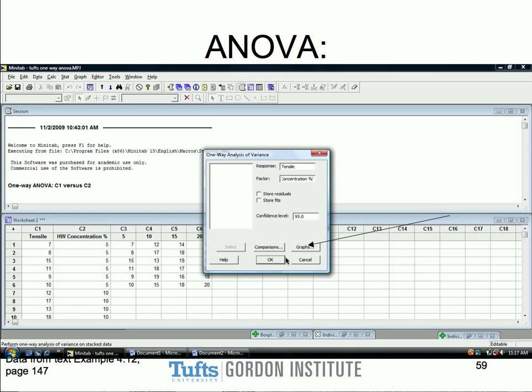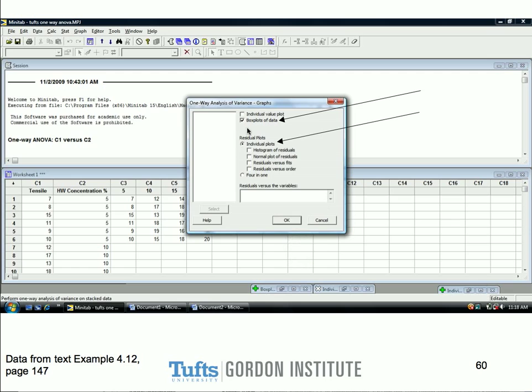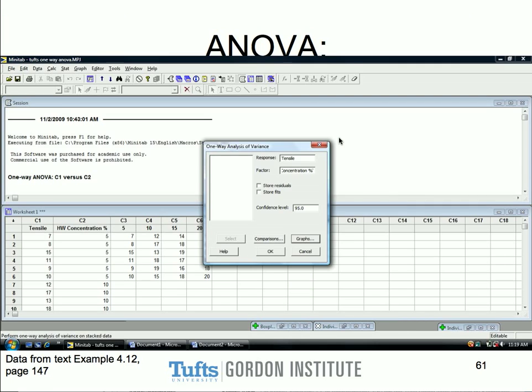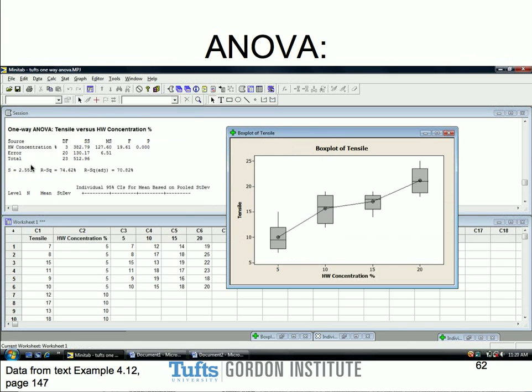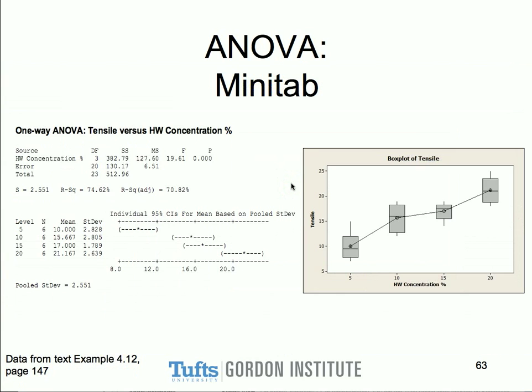Also, we need to select on graphs here, and this dialog window opens up, and select box plots. Always very good to look at the box plots of the data. And then this is what the output comes out. So in this session window here, the ANOVA table pops up, as well as this box plot graph. Now let's look at this information, okay? First thing we should do is look at our graph. We can see as we increase our percent hardwood, there was an increase from 5 to 20, but there doesn't seem to be as great an increase right there.